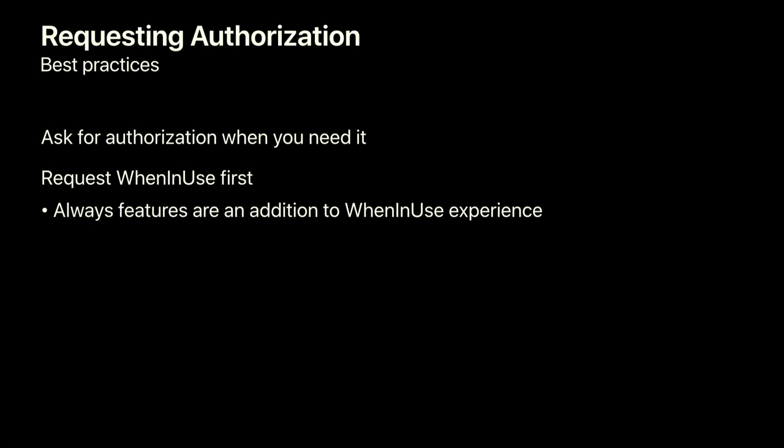Then, after the user has had a chance to explore your app and get to know all of its features, when they discover that one that requires always, they'll try to turn it on. And at that point, your app can display a transition prompt that requests always authorization on top of the when-in-use authorization you already have. When this prompt appears, the user will once again have that intuitive context they need in order to understand why your app is requesting always, and they'll be much more likely to grant it to you.